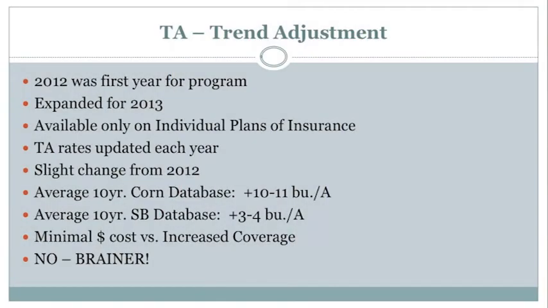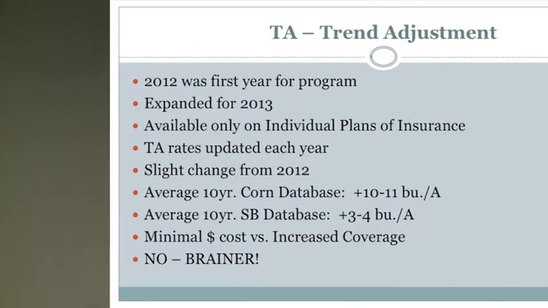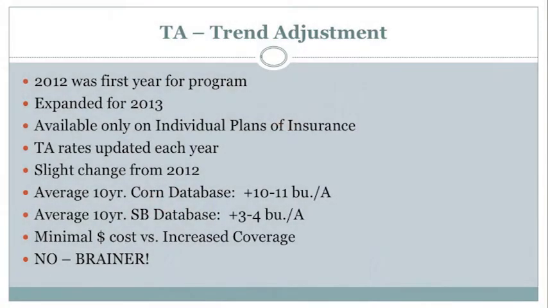Available only on your individual plans of insurance, so your yield protection, revenue protection, those types of policies. It is not available for your group policies, your GRIP, GRP, those types of plans. Trend adjustment rates are updated every year, with just a slight change from 12 to 13.